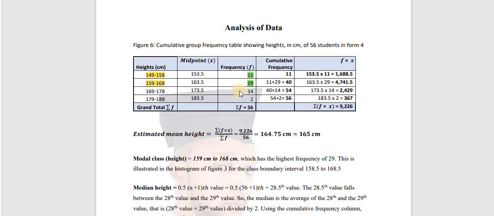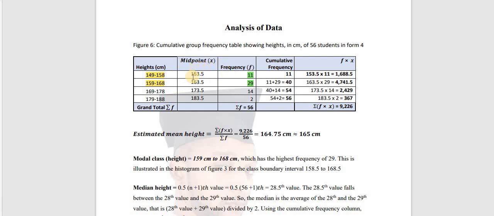This is just helping us to determine, the frequencies help us determine those, okay? So the modal class height will be the 159 to 168. Why? Because most students fall in this category. Most students.